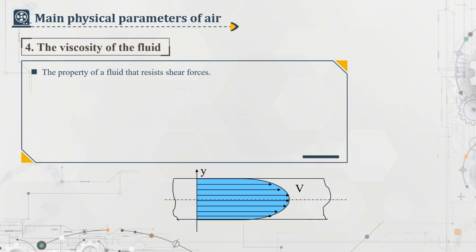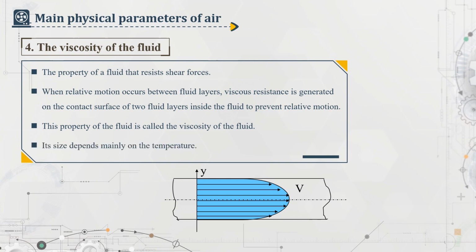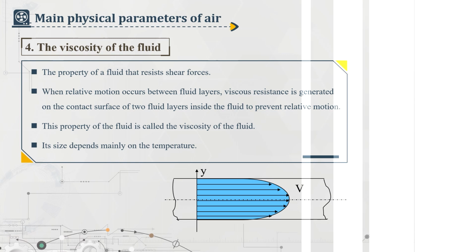The property of a fluid that resists shear forces. When relative motion occurs between fluid layers, viscous resistance is generated on the contact surface of two fluid layers inside the fluid to prevent relative motion. This property of the fluid is called the viscosity of the fluid. Its size depends mainly on the temperature.